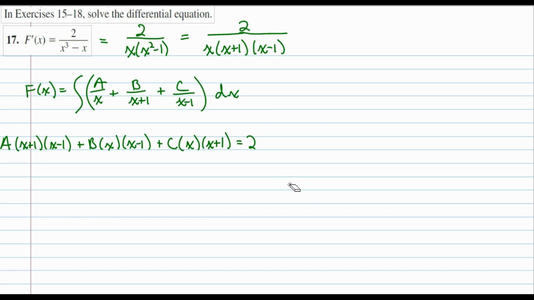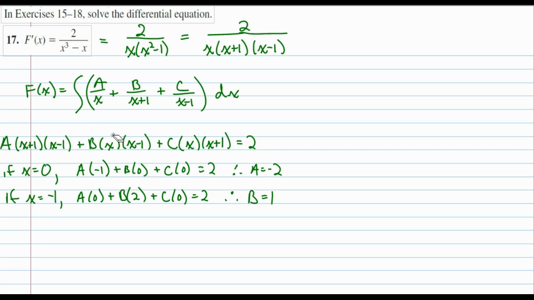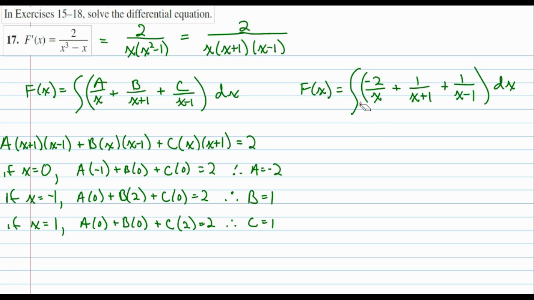Now I'll pick and choose my x values to help me solve for each of the constants. If x equals 0, I get to solve for A, which is negative 2. If x equals negative 1, the 0 of the middle denominator, then B equals 1. If x equals positive 1, then I get to solve for C, which equals positive 1. So I'm taking the antiderivative with each of the constants in place in the numerator, and I can separate each of those integrals so that I can use natural log.